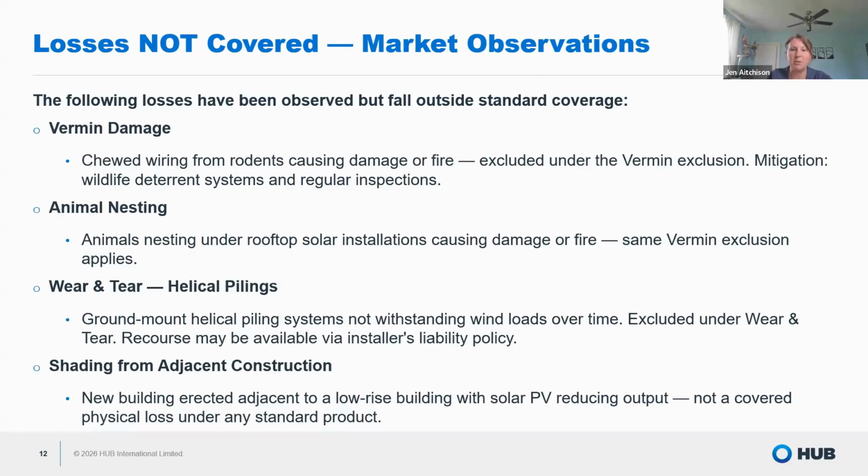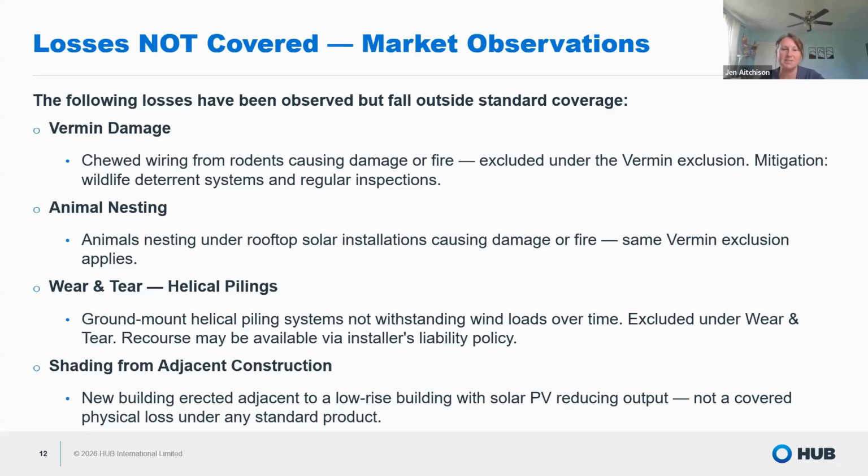Wear and tear, helical pilings have been a bit of a challenge. Notwithstanding wind loads, it could be excluded under wear and tear if it wasn't put in properly. There may be recourse through the installation policy, also through the manufacturer. So we've seen some instances where racking itself was not designed to keep up with the snow load. And so we have seen a handful of collapses within the solar industry. So making sure that some of that is contemplated in the installation process, but general wear and tear wouldn't be something that would be included within a policy.